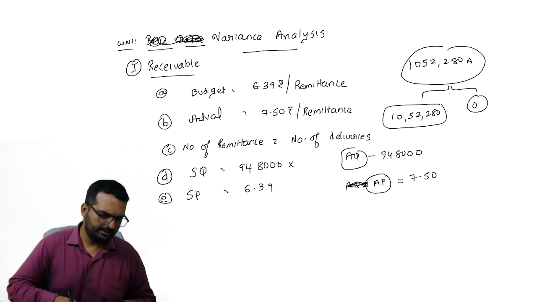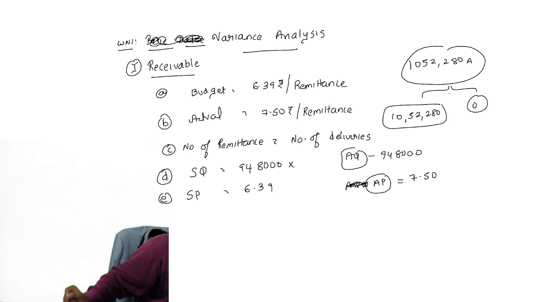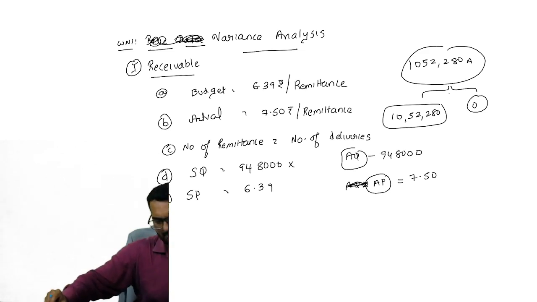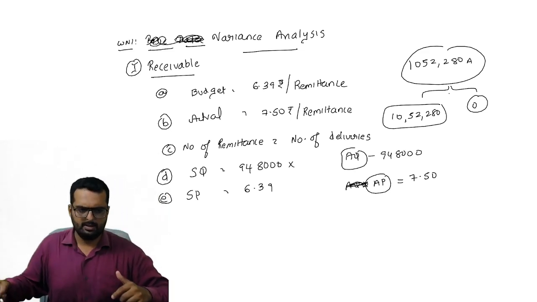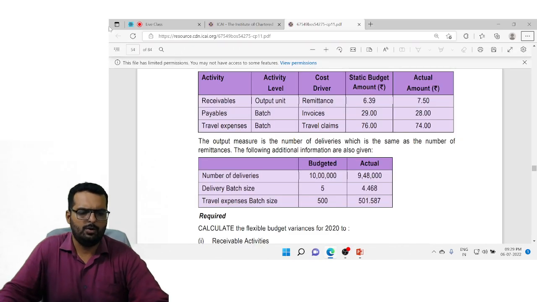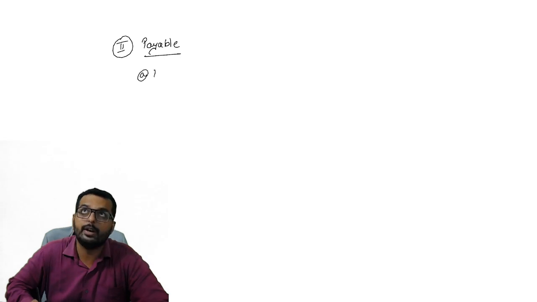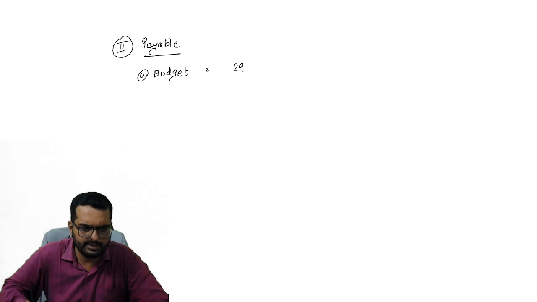Are you all done writing this, friends? Can I go to the next part now? Same way now we will do payable. So I'll write down Roman number 2, which is going to be payable. Now, look at the payable part. What is the budget that is given over here? I'll write down point number A. Budget is going to be 29 rupees per invoice.